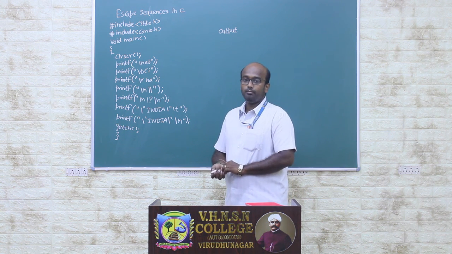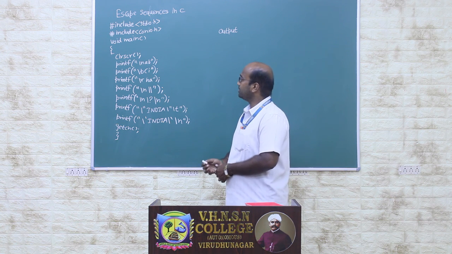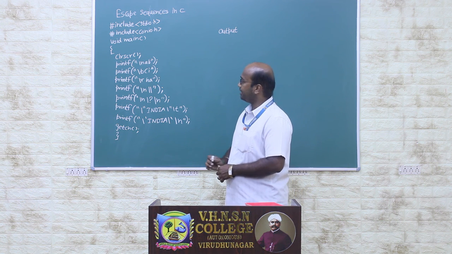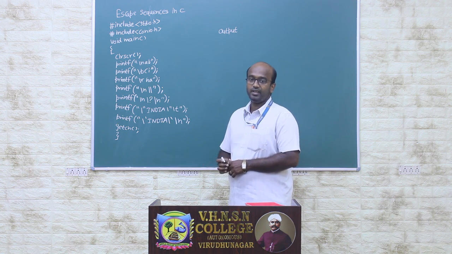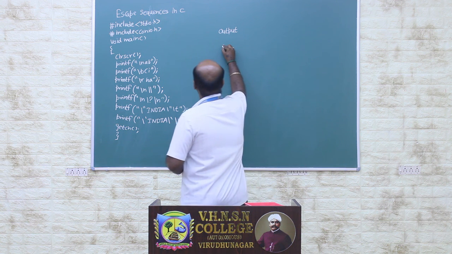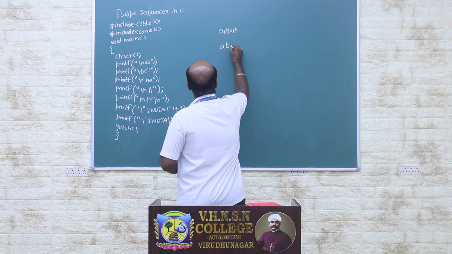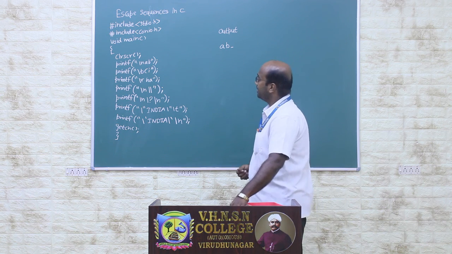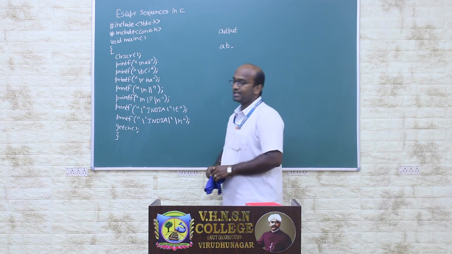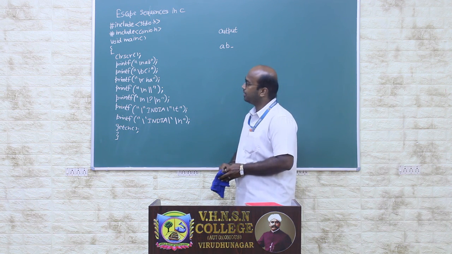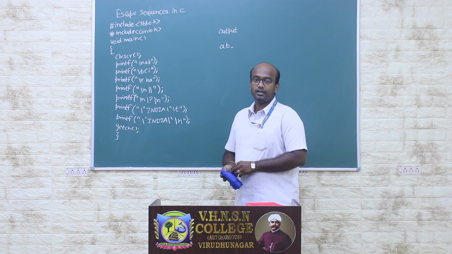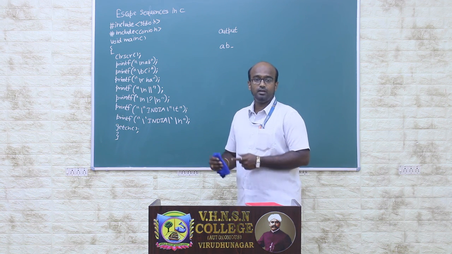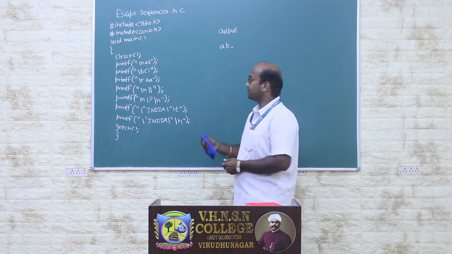Backslash n makes the cursor move to the new line. So this escape sequence brings the cursor to the new line, and it prints AB. So backslash n AB prints AB in a new line, and the cursor waits here. And next, what I have given is printf backslash b C I. Backslash b represents backspace. So the character which is being printed finally will be deleted.